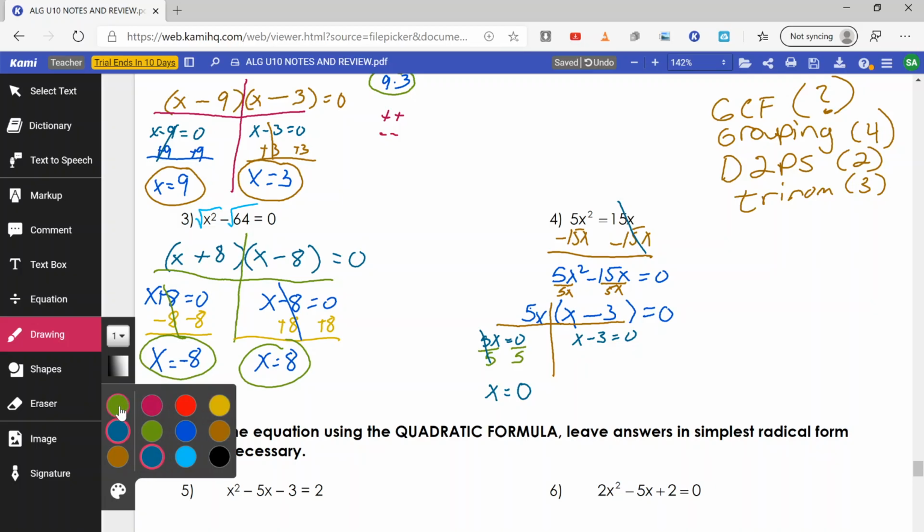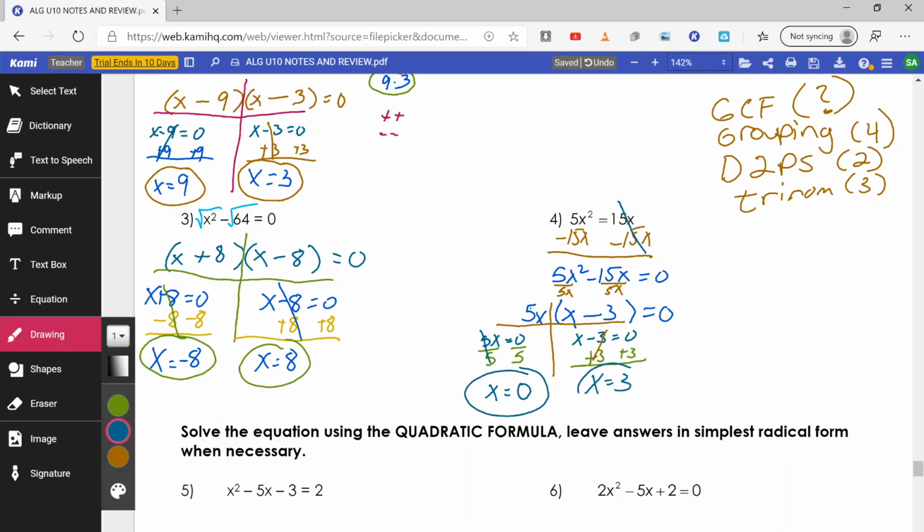And on this side, we have x minus 3 equals 0. We got to move the 3 on over by doing the opposite, so we're going to add 3 to both sides. So 3's will cancel out, leaves me with x equals 3. So here are two possible answers using the greatest common factor method.